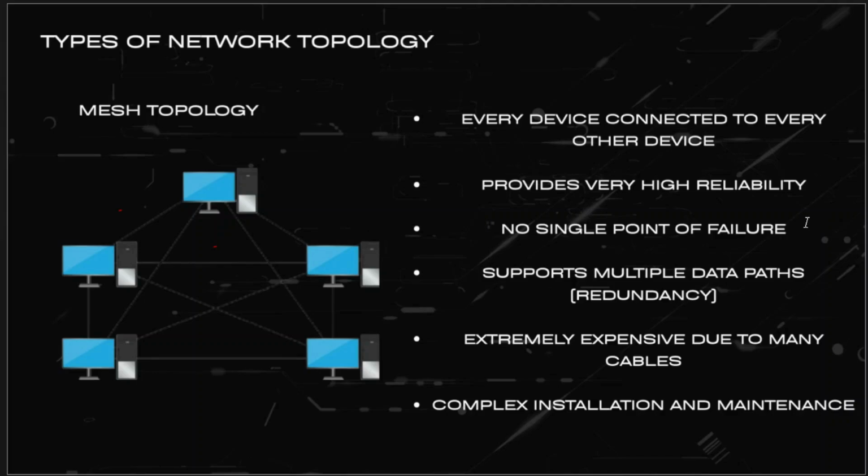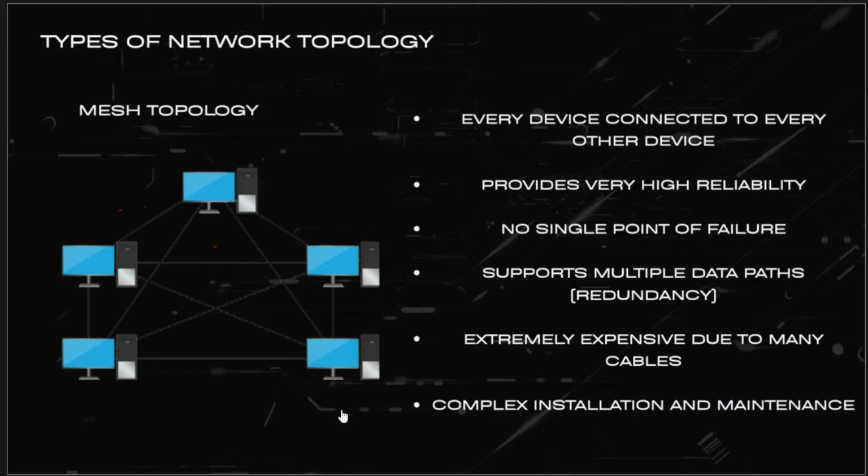In mesh topology, every device is connected. Mesh topology, the unbreakable web. For example, if star topology is reliable, mesh topology is invincible. In a full mesh, every single device is connected to every other device. It provides high reliability, with no single point of failure.